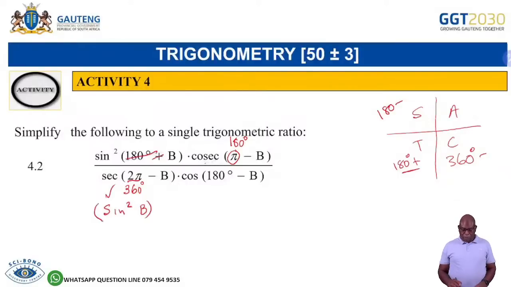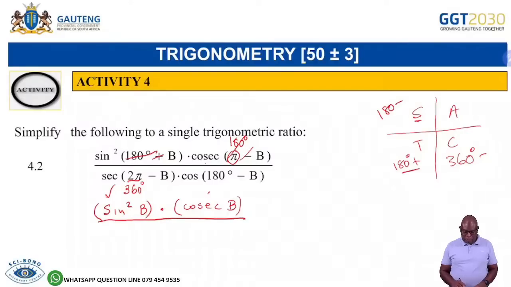Cosec. 180 minus, it's in this quadrant. Sine and cosec are friends, so cosec is positive in this quadrant also. So I just move away there and then write cosec of b. Then I get a mark for that. Then I go to sec of 2 pi minus b. Sec is 360 degrees minus. Sec and cos are friends, which means sec is going to be positive.